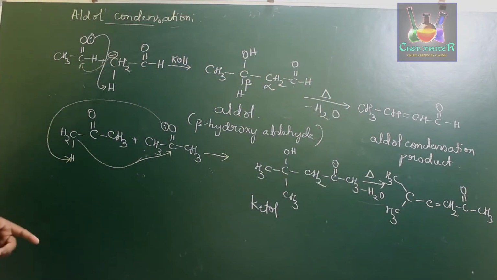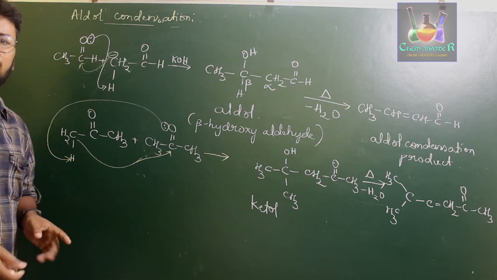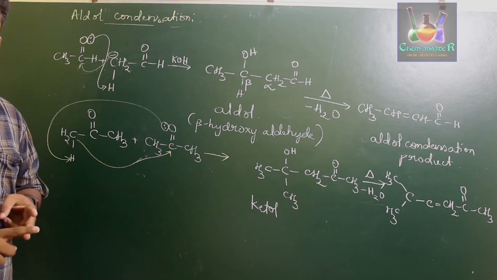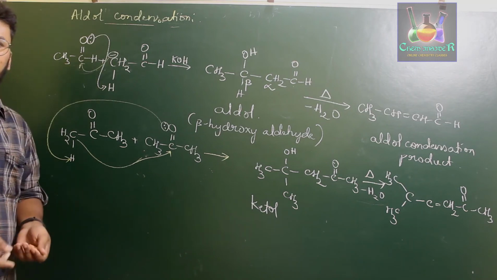The necessary condition for the aldol condensation to occur is that the aldehyde or keto group should contain an alpha hydrogen. If there is at least one alpha hydrogen, that particular reaction will undergo aldol condensation in the presence of alkalis such as potassium hydroxide or sodium hydroxide. So this is all about the aldol condensation, where it involves reaction of the same two aldehydes or same two ketones. Next is cross aldol condensation.